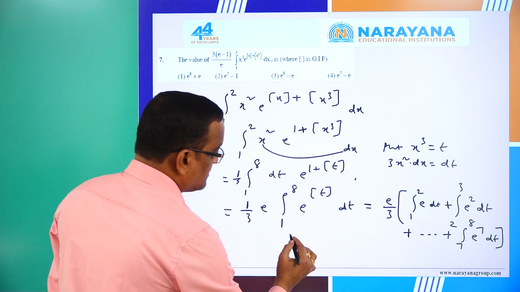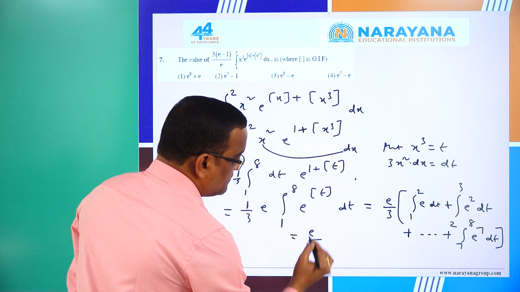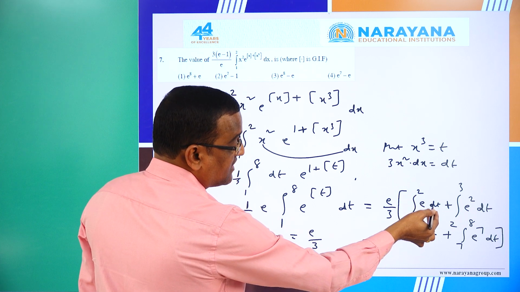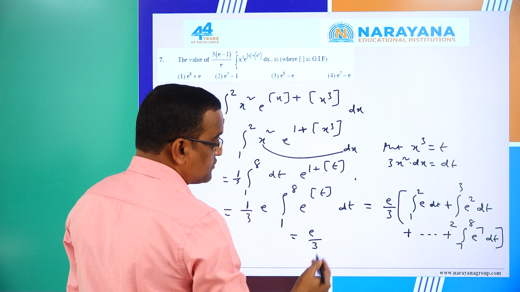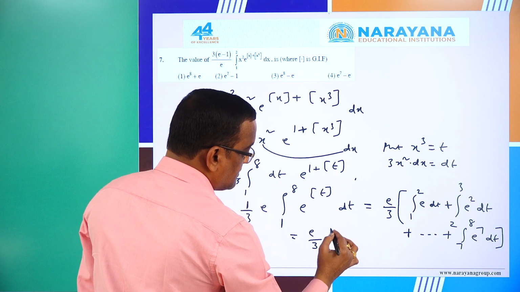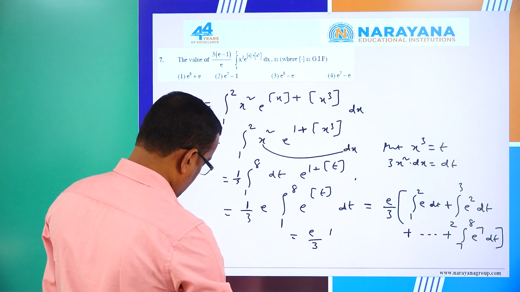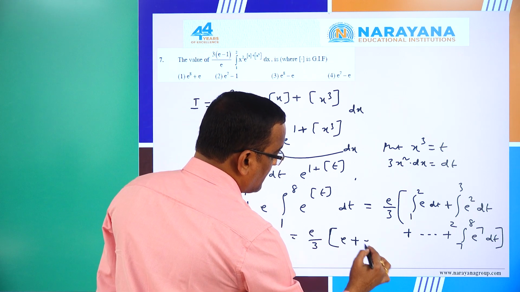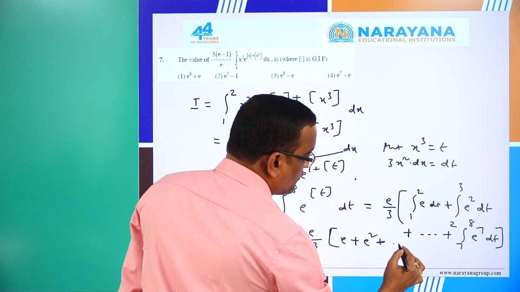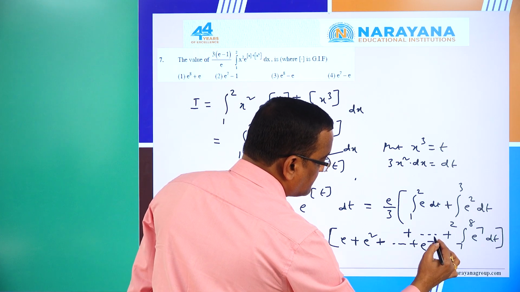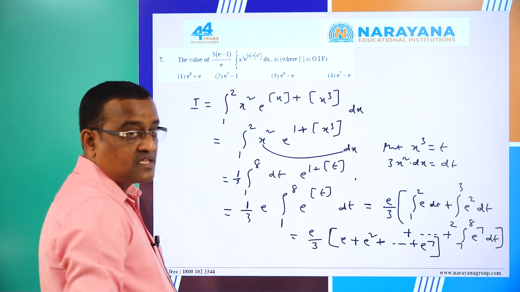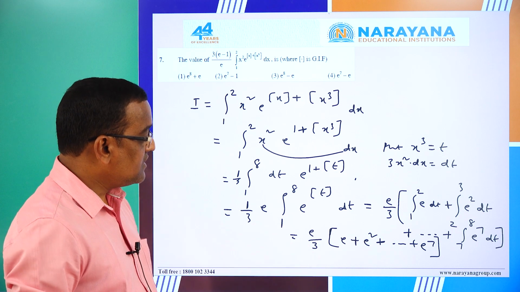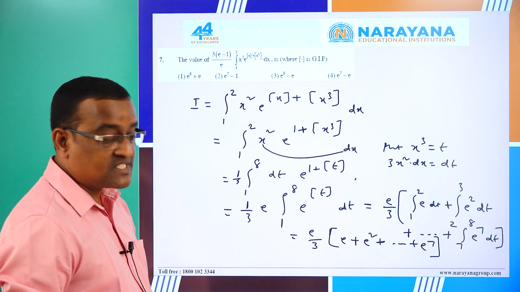This is e by 3 into, this is e integration, after substituting limits it will become 2 minus 1. So this is e plus e square plus e cube and so on up to e power 7. e plus e square plus e cube plus and so on e power 7 is in GP. First term e, number of terms 7.